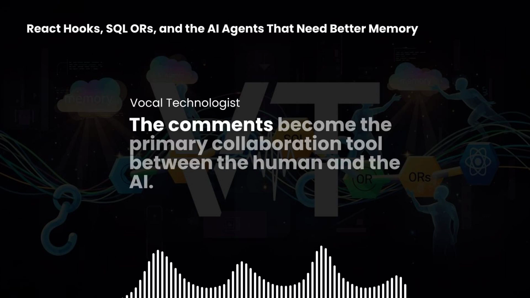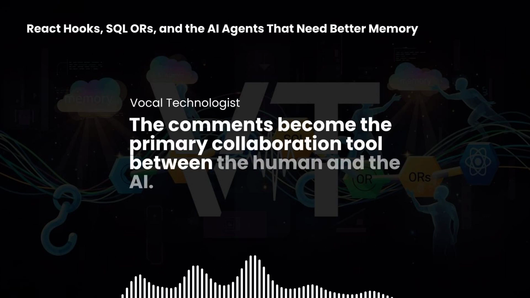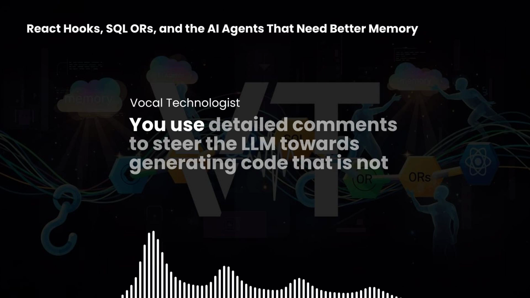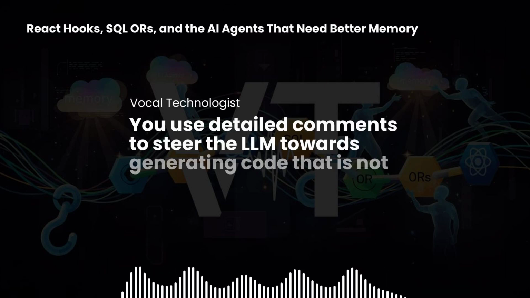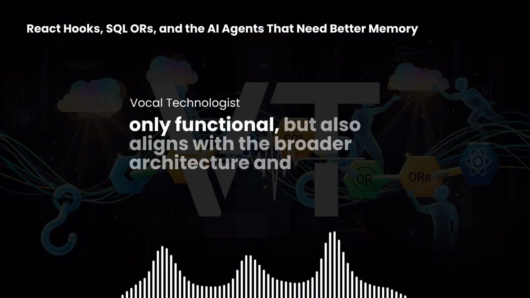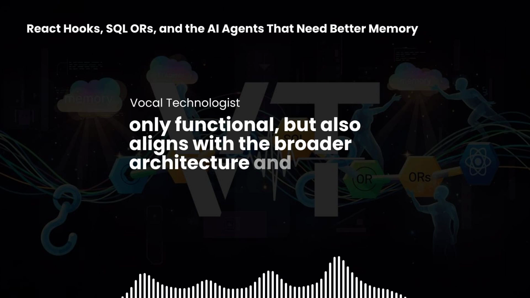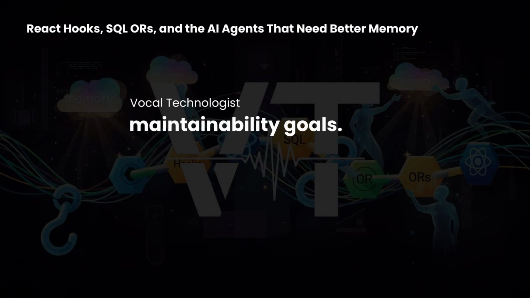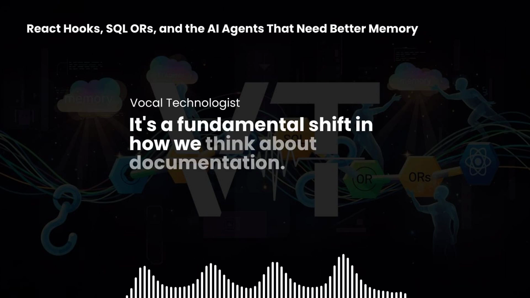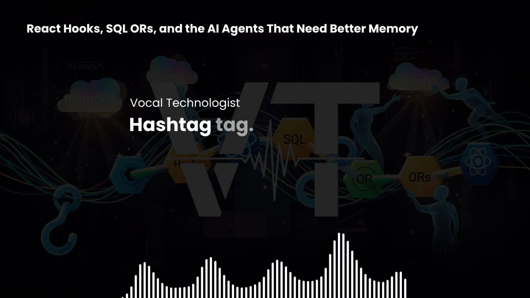Exactly. The comments become the primary collaboration tool between the human and the AI. You use detailed comments to steer the LLM towards generating code that is not only functional, but also aligns with the broader architecture and maintainability goals. It's a fundamental shift in how we think about documentation.